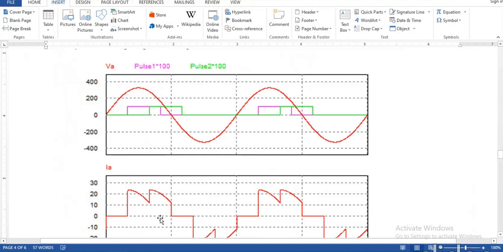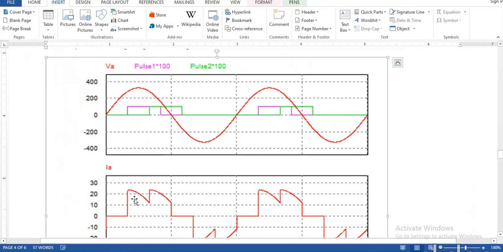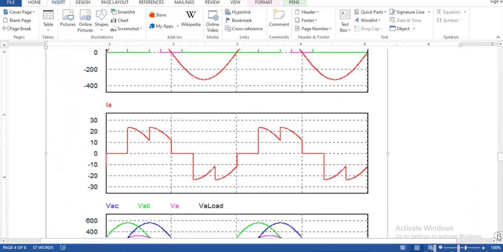You can clearly say that during this point, only 6 and 1 will be conducting. Here, 1 and 2 will be conducting. Here, 2 and 3 are conducting. That's why you don't get any load voltage at all. And this is 3 and 4, and this is 4 and 5. So when 3 and 4 are conducting, it is VAB divided by 2, which is why it appears negative. And this is VAC by 2 again, which appears negative. So this is for resistive load.